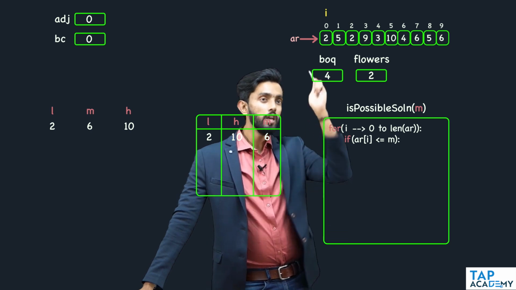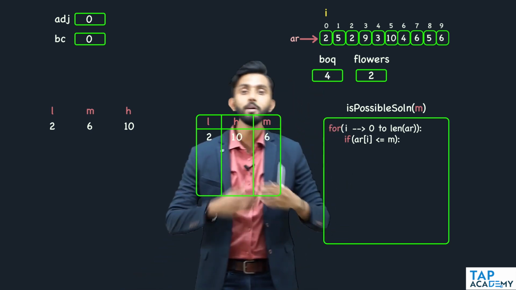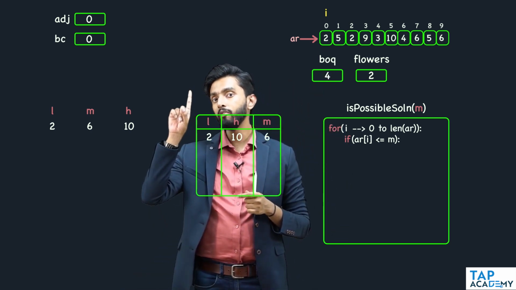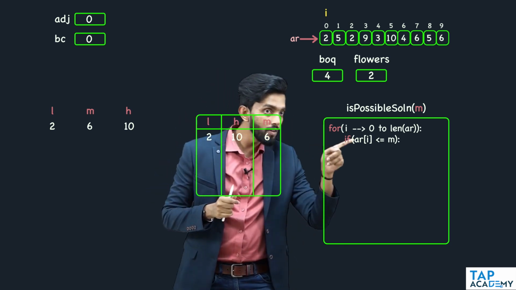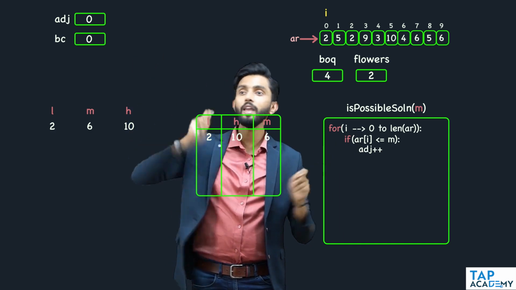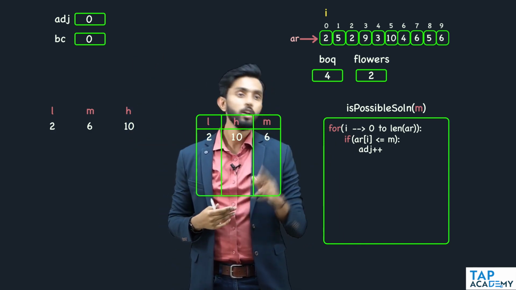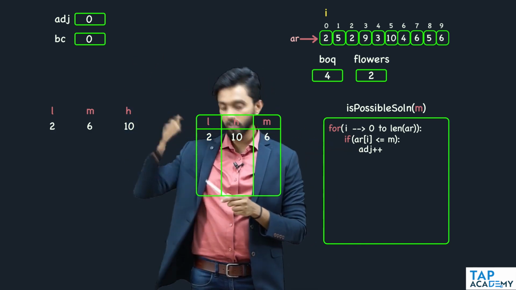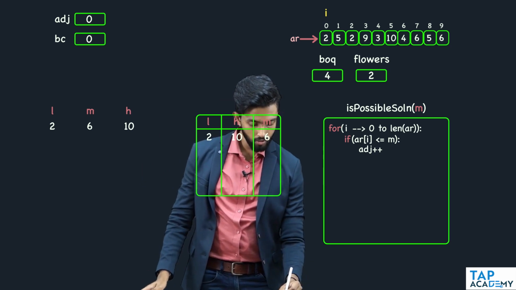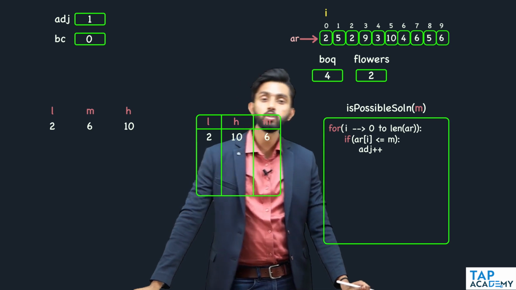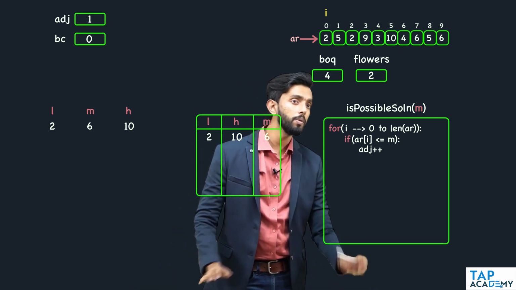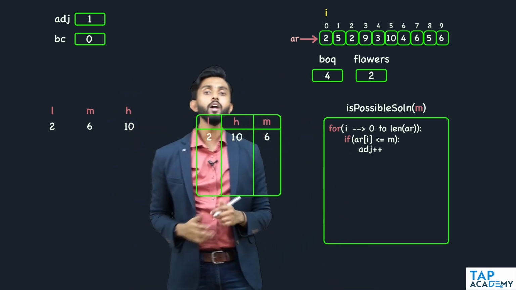Inside, what will you do? If it blooms, now I am assuming that I have found one flower. I found one adjacent flower. So I will update the value of adj. adj plus plus means now this adj value is going to become 1. Any confusion till here? Yes, we understood. Next, what you may ask. Next, now I incremented the adjacent value.